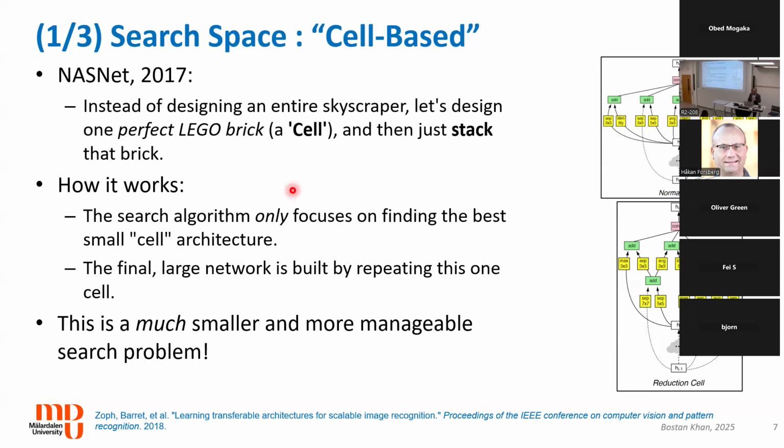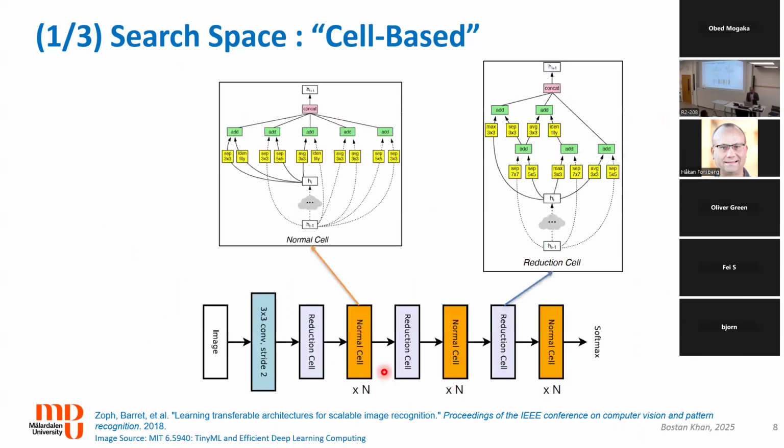So how does it work? We have a search algorithm, and it only focuses on finding this small cell. For example, if we have an option to select only a few convolution layers and a few connection types, since our search space is constrained, we can build these small cells, and then use them to make bigger models. So this is obviously a much smaller and more manageable search problem.